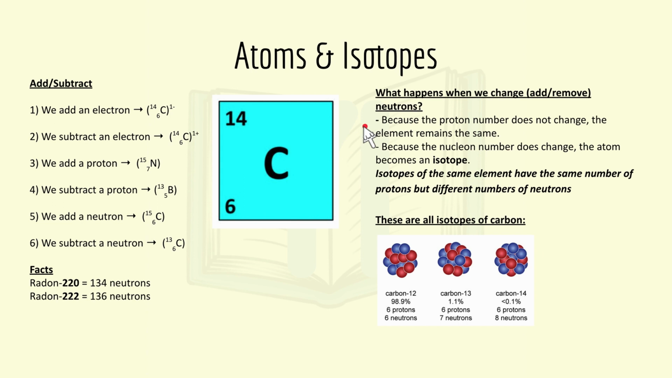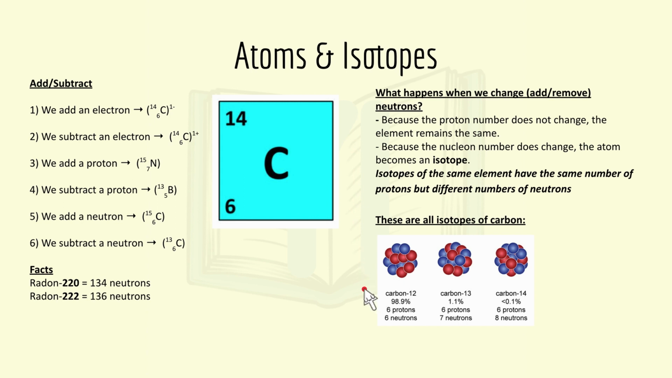So here's what happens when we add or remove neutrons. Because the proton number doesn't change, the element remains the same. And because the nuclear number does change, the atom becomes an isotope, because an isotope is the same element that has the same amount of protons but different amount of neutrons.